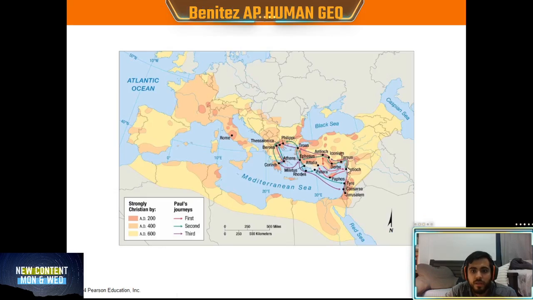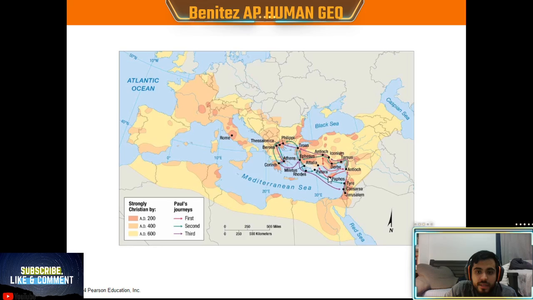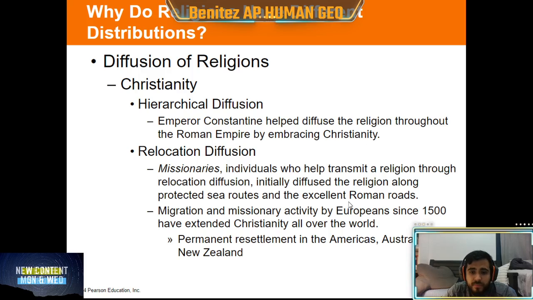Take a look. All of this orange, yellow that you see here, that is the Roman Empire. Jesus and his disciples existed during this time period, and when Jesus died, his disciples would spread his message all throughout Europe. It wasn't until the 3rd century that the Emperor of Rome, Emperor Constantine, made Christianity the official religion. Ever since he did that, Christianity has been able to spread even more dramatically all throughout the world. Eventually, the Europeans were able to spread Christianity to the Americas, Australia, and even New Zealand.